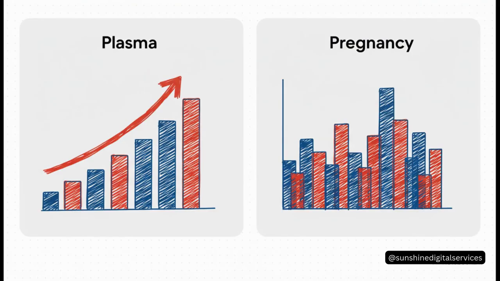Okay, let's look at two of these attributes. Over on the left, you've got the plasma glucose level. The colors tell the story. Blue is for negative, red for positive. See that clear trend? As the plasma levels go up, the bars get more and more red. That's what we call a strong signal. Now look over at pregnancy on the right. It's a lot messier, right? There isn't that same clear pattern, which tells us it's a much weaker signal for our model to use.